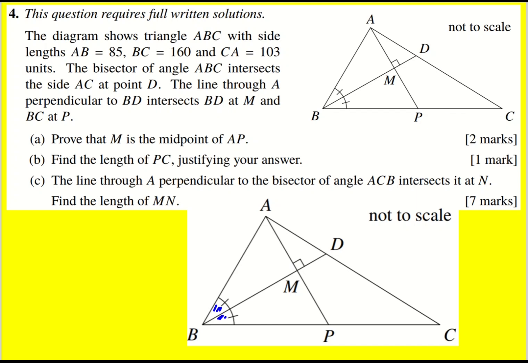And the line through A, perpendicular to BD, intersects BD at M. So if it's perpendicular, well, they've already drawn one right angle on, but all of these will be right angles. We're asked to prove that M is the midpoint of AP. Now let's take a look at these triangles.